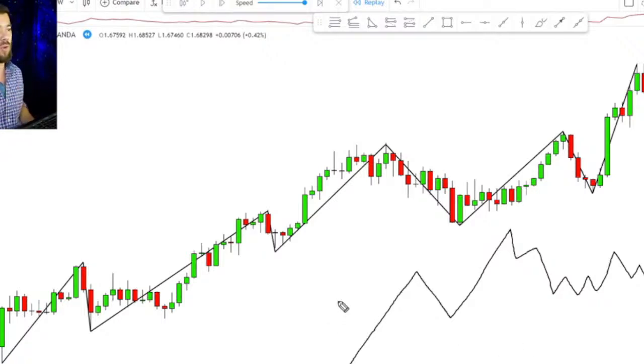What we have in a trending market are impulsive moves. That is the big moves that break into new highs. Right here is our impulsive move. I'll label those with an I. These are the impulsive moves.